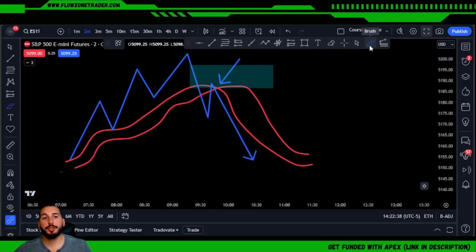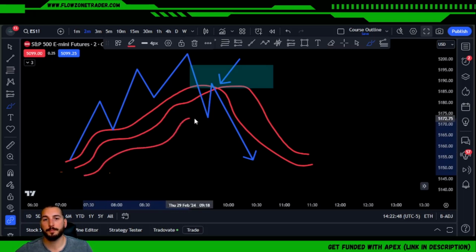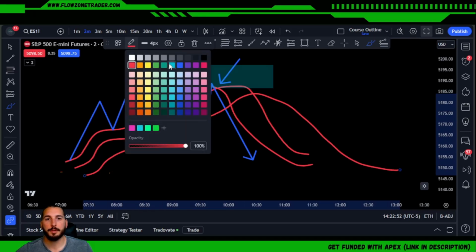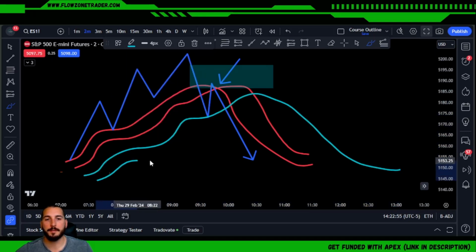I also gave you two other exponential moving averages. Now they are slightly slower. So you have a 13 and 21 here, and then a 34. And we're going to do these as a different color. We'll do these light blue, and a 50.